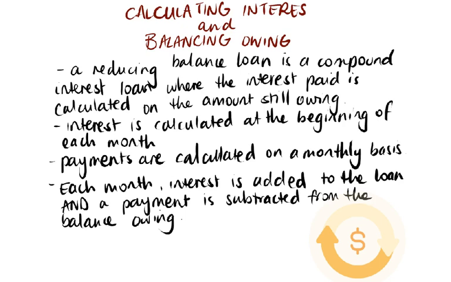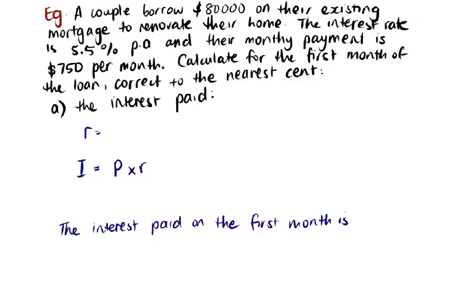Each month, interest is added to the loan, and a payment is subtracted from the balance owing. The balance increases by the amount of interest and then decreases by the amount of each payment. The regular payment is usually more than the amount of interest. The difference between the payment and the interest reduces the principal amount. Mortgages or home loans are examples of reducing balance loans. Let's go through an example now.